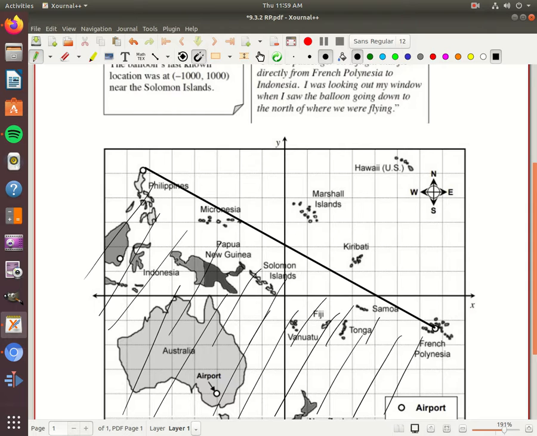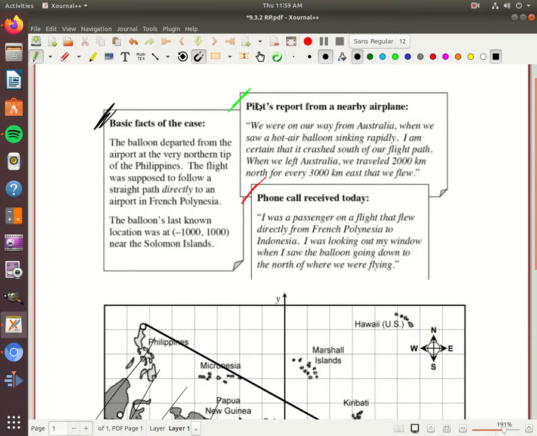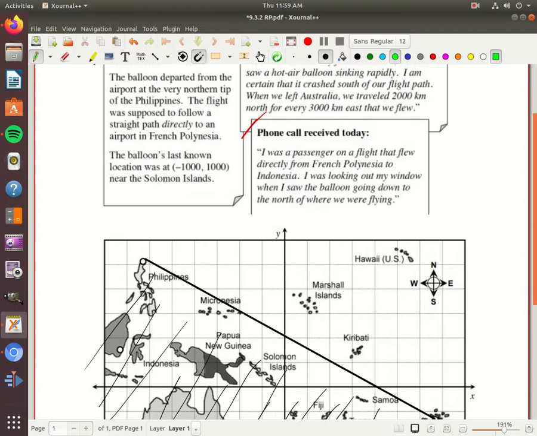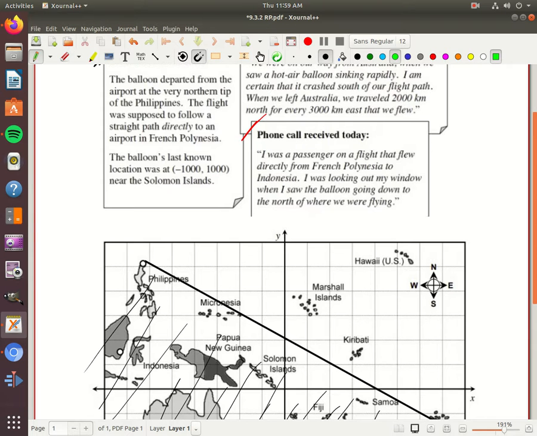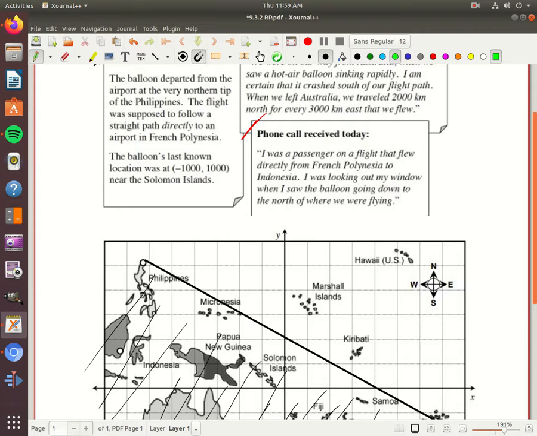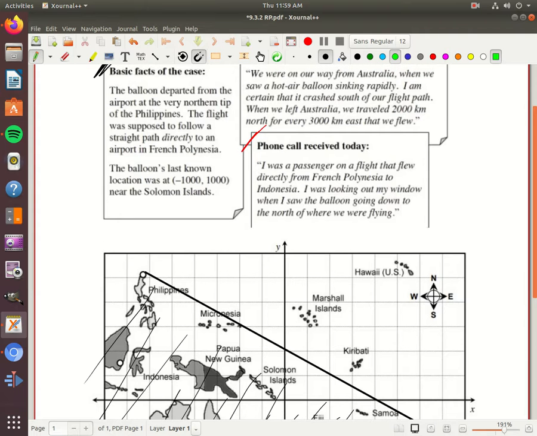All right. Now it says the pilot's report from a nearby plane. We were on our way from Australia when we saw a hot air balloon sinking rapidly. I am certain that it crashed south of our flight plan. So they were in Australia. When we left Australia, we traveled 2,000 kilometers north for 3,000 kilometers east.